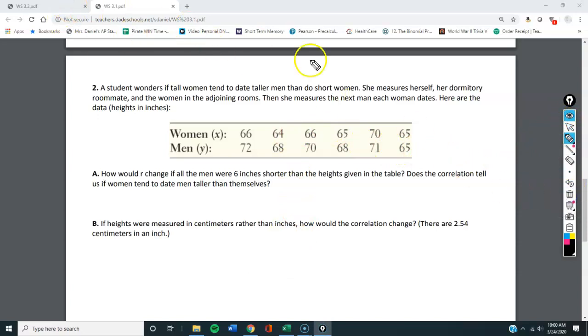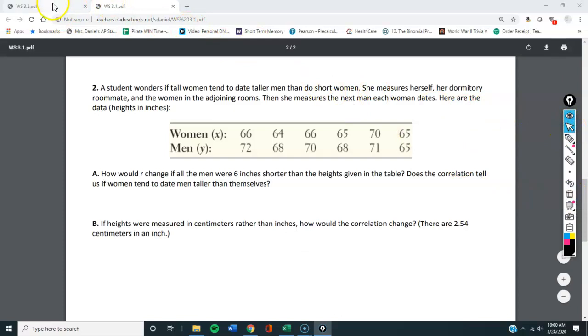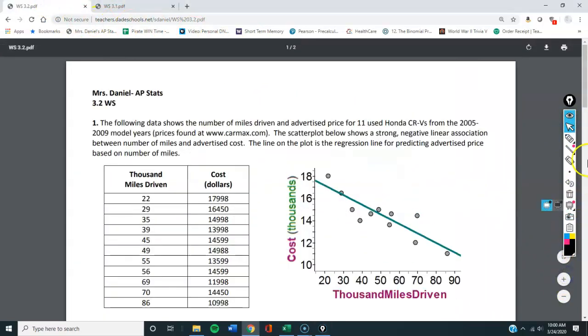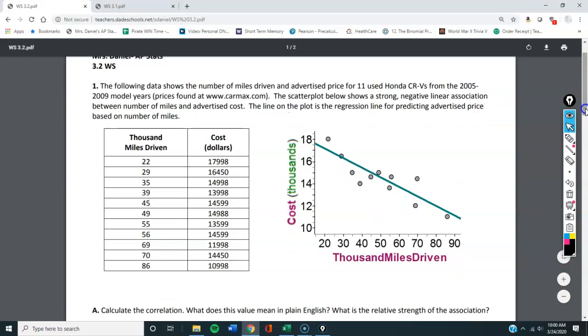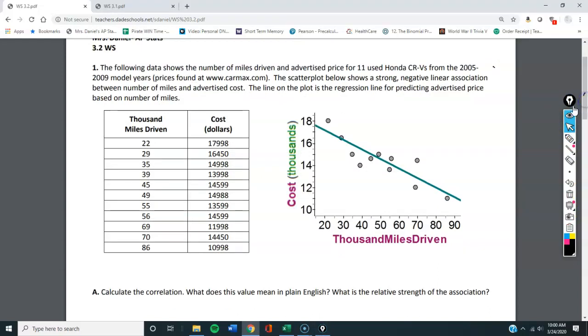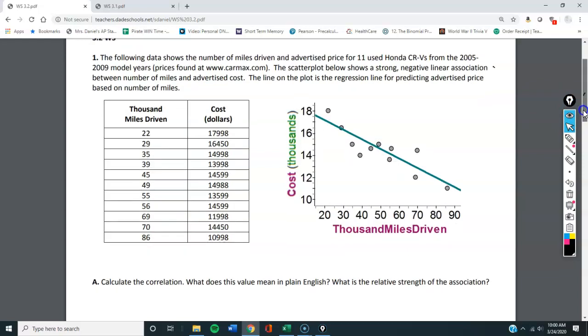Let's look at some more examples to reteach you this. Let's look at this Honda CR-V. They give us a scatterplot. So now, first thing I want to do is read that. It's about used CR-Vs and their cost based on miles driven.